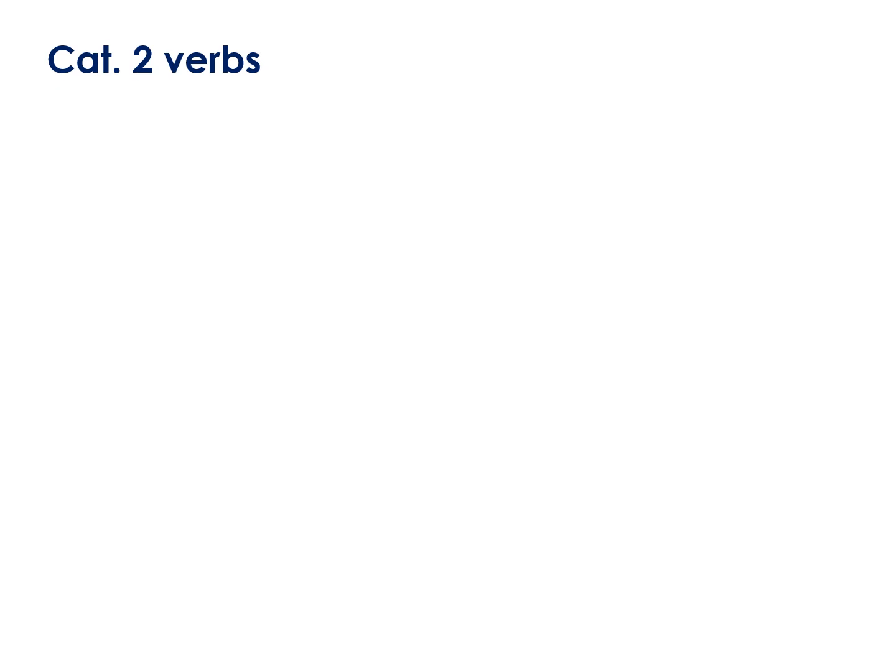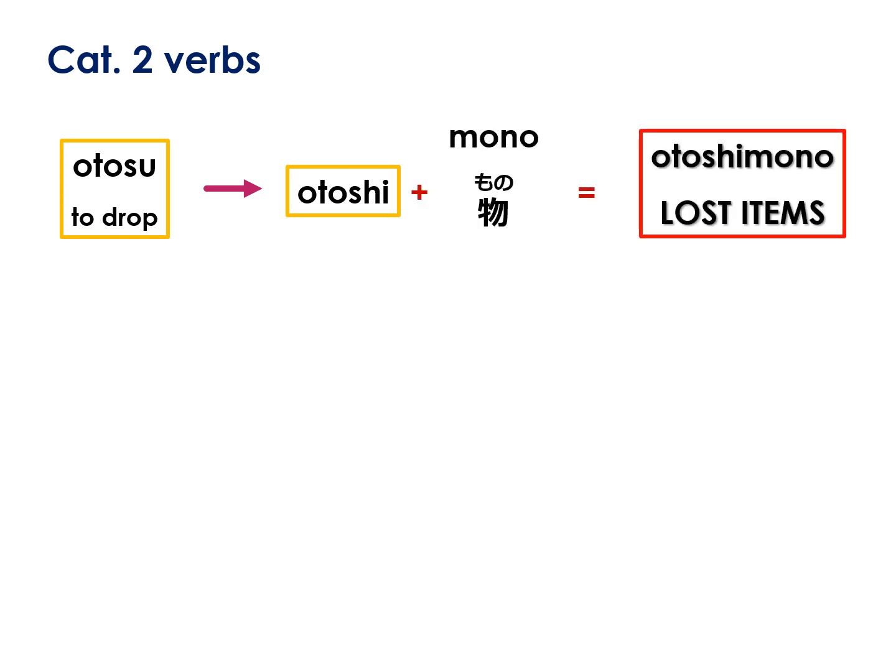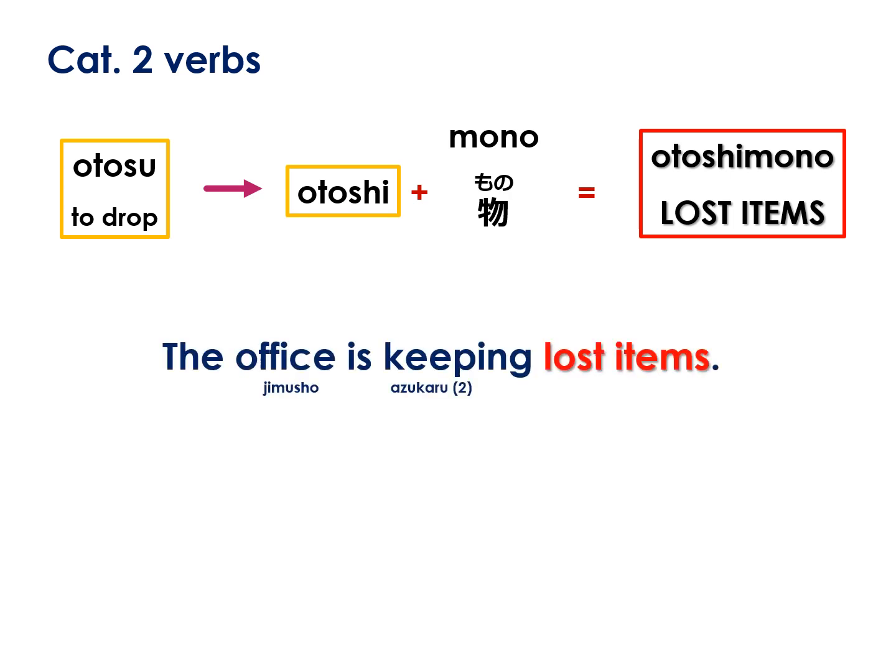For a su ending verb, let's look at otosu, which means to drop. The su ending changes to shi to form otoshi as the conjunctive. Adding mono, we form otoshimono, which means lost items. Our sentence, the office is keeping lost items.